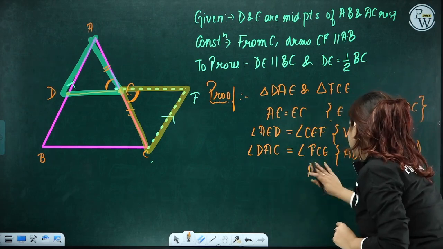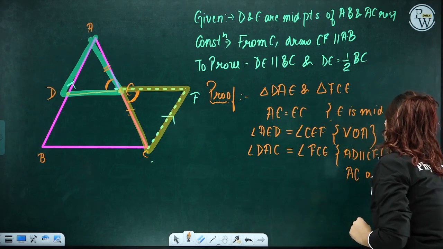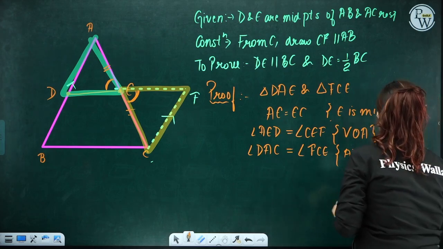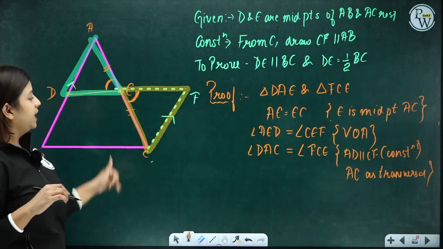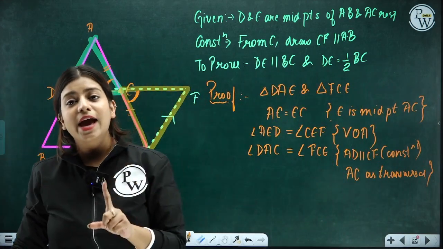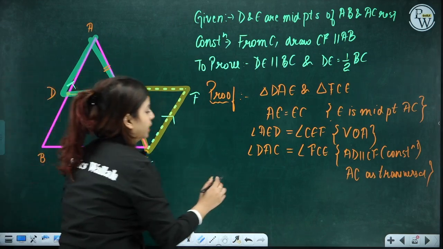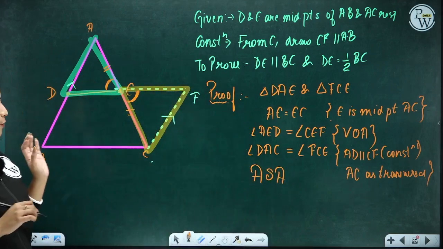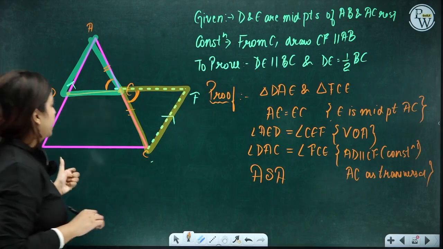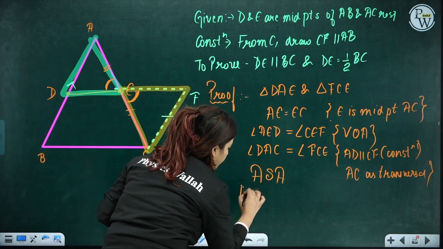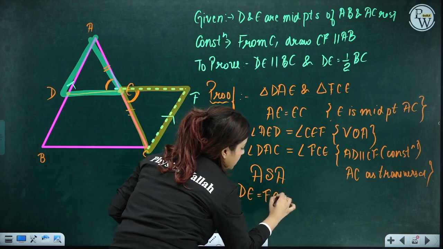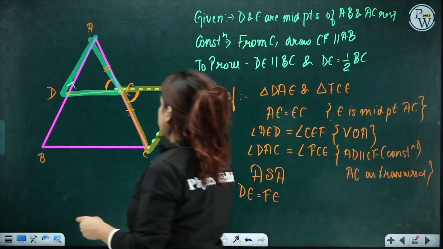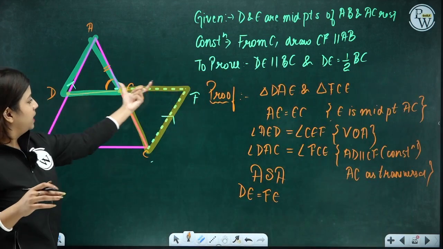AC as transversal. So now we can say that triangle DAE will be congruent to triangle CEF by our angle side angle criteria, that is ASA criteria. Both the triangles will be congruent. Now what we can say? We can say that DE is equal to FE by CPCT, the corresponding parts of the congruent triangles.